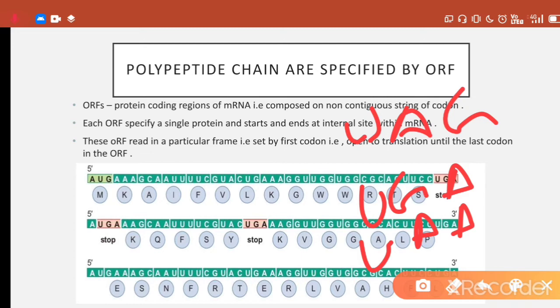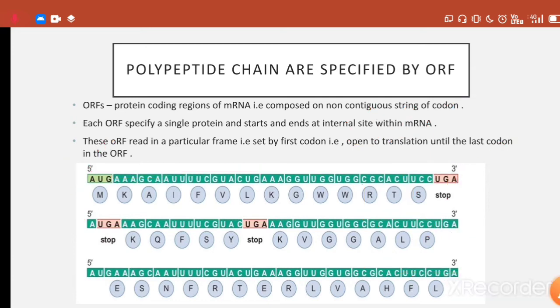So open reading frames are contiguous stretches, meaning they are not overlapping. As you can see here in the picture, they are aligned to each other and can be read in a particular frame that starts from the start codon and ends at the stop codon. So the reading is set by the first codon and is open to translation until the last codon is reached in the open reading frame.